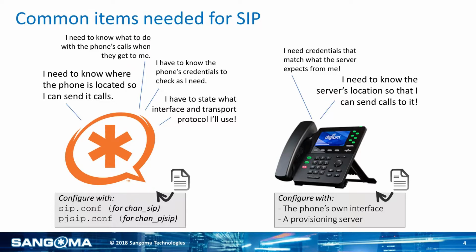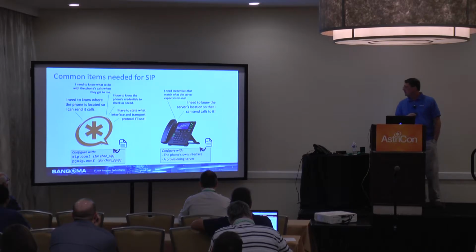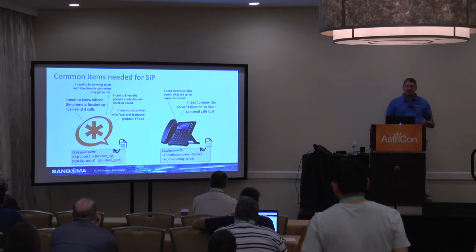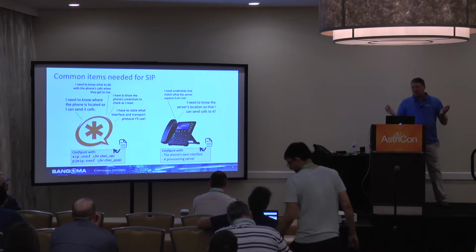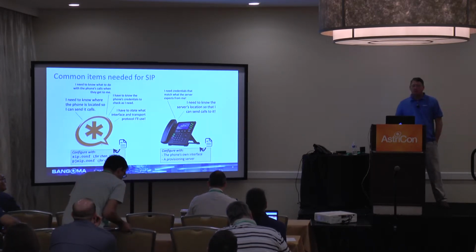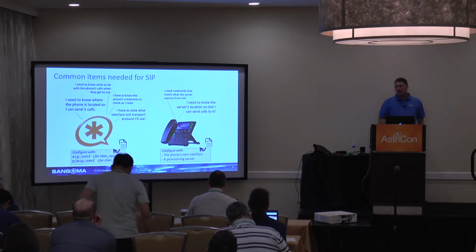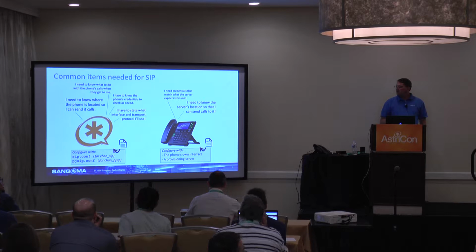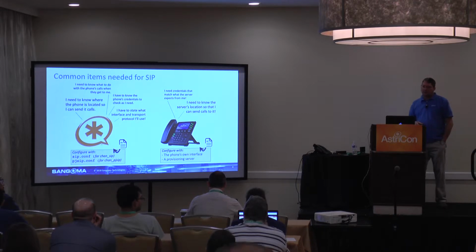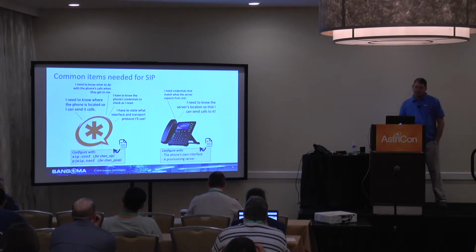So what does the phone need to know? It needs to know the location of the Asterisk server, its IP address. It needs to know the same credentials that were configured in Asterisk. And that is done with the phone's own interface or some sort of provisioning server. Most phones have a web-based configuration tool that you can use to configure the phones. All phones, I believe, have a way to actually provision it using some sort of option 66 or something like that to go grab its configuration file.